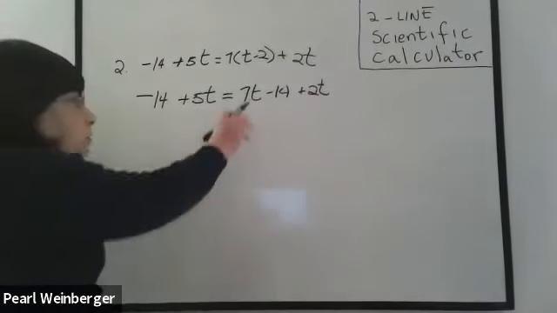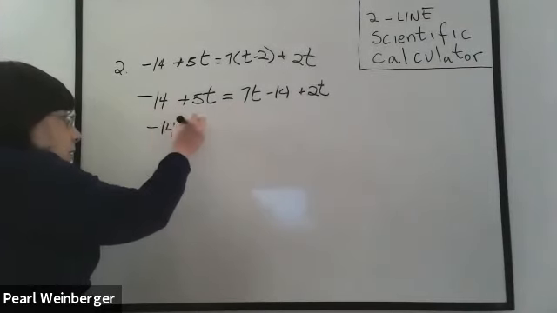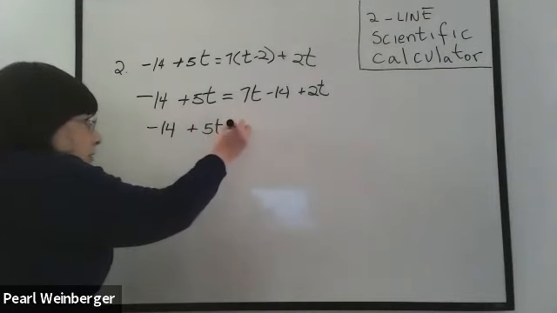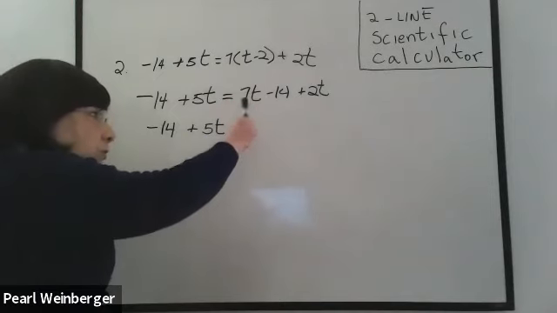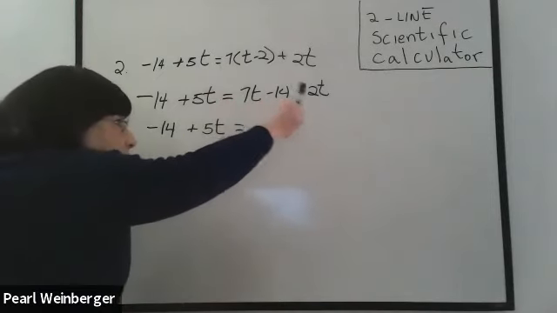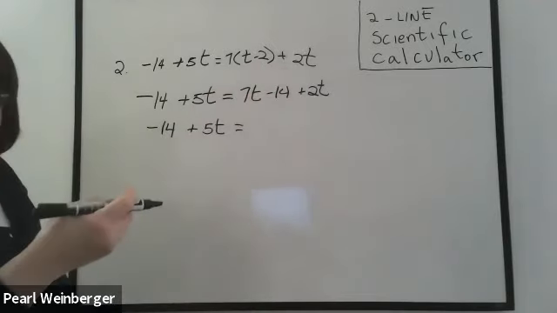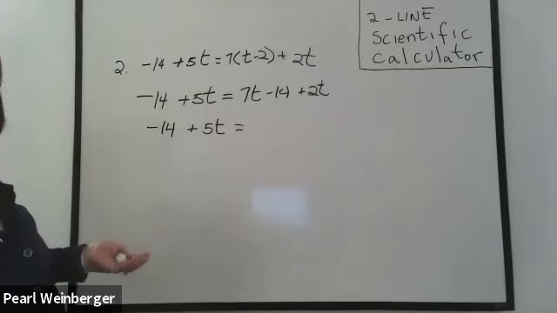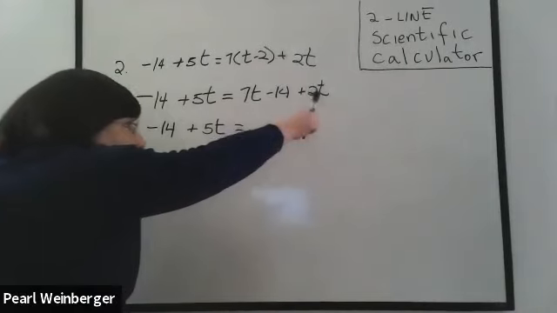So what we're going to do, I'm going to leave this side alone, the negative 14 plus the 5t. And over here, I'm going to combine the like terms. Now, what are the like terms? The 7t and the 2t. I totally ignore this negative 14 in the middle because that doesn't have any t's attached to it. So how much is 7t plus 2t?